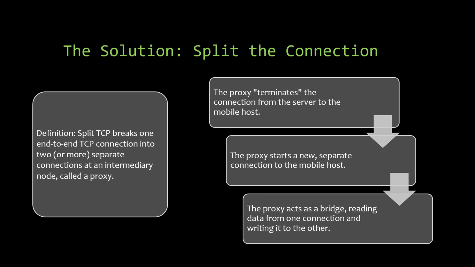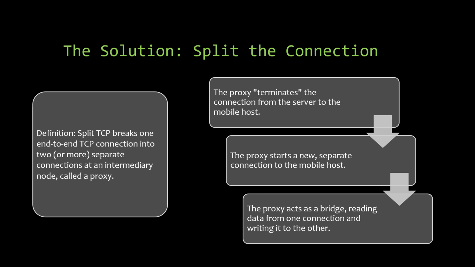The solution to that problem is split TCP. By definition, it breaks one end-to-end TCP connection into two or more separate connections at an intermediary node called a proxy. This is usually done by the ISP at their gateway.